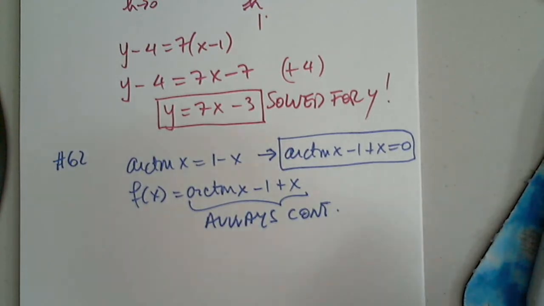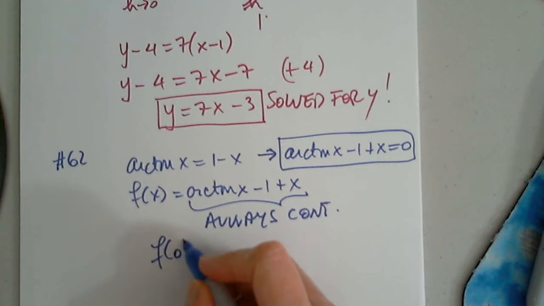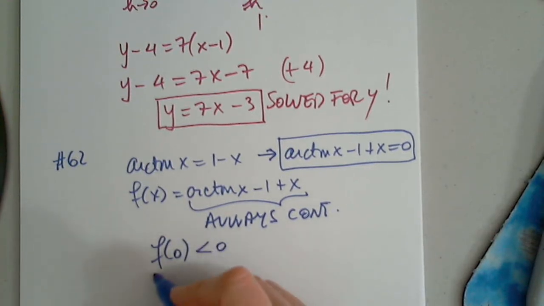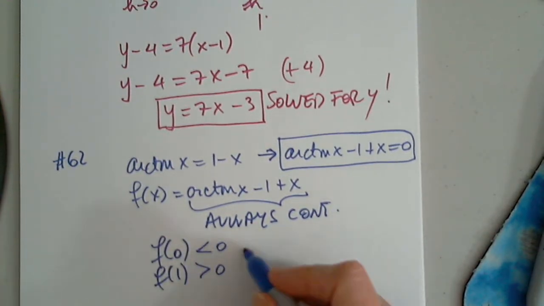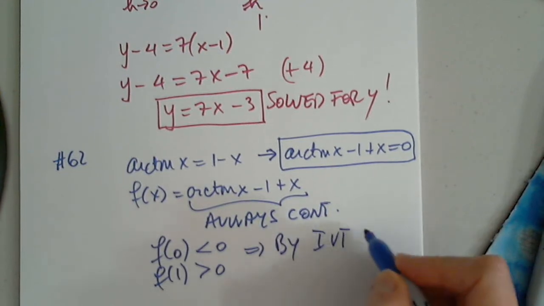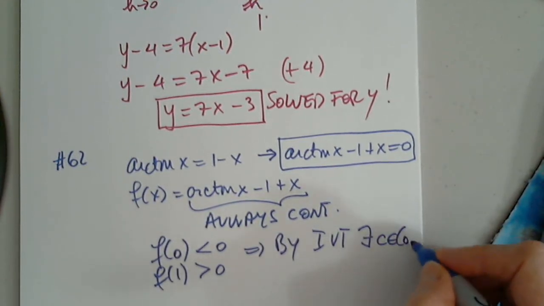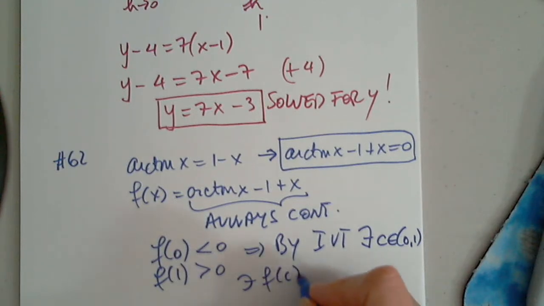So I'm going to stop sharing. So f of 0 is negative, f of 1 is positive. By IVT, there exists a number c between 0 and 1, such that f of c is 0.